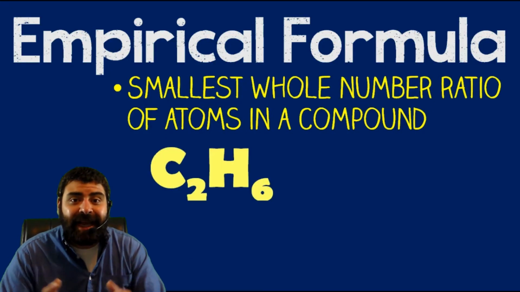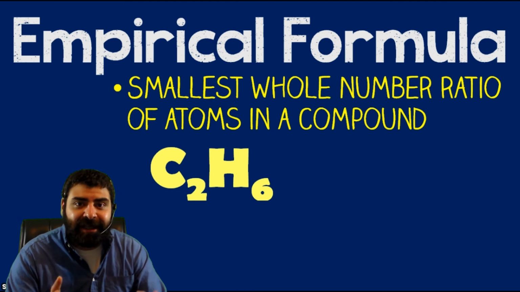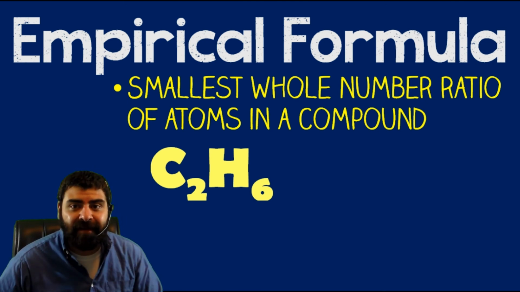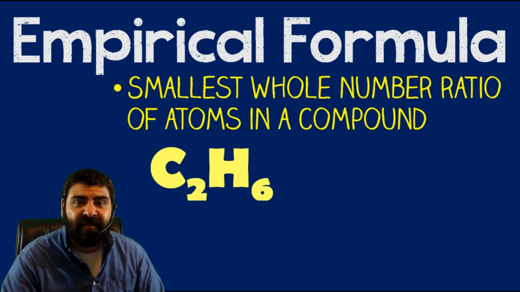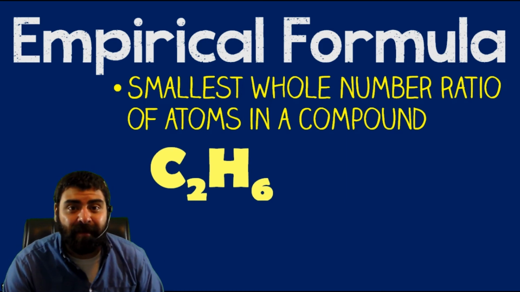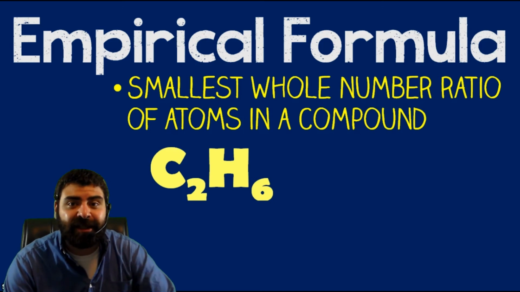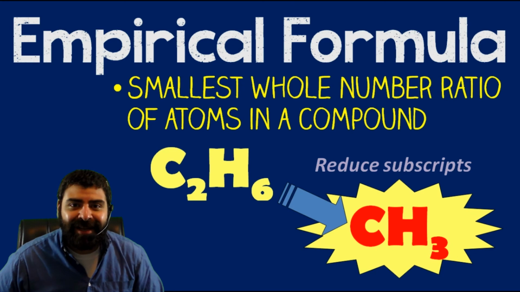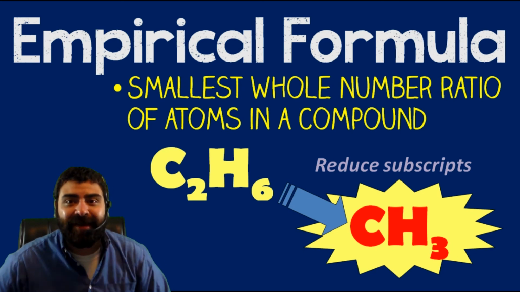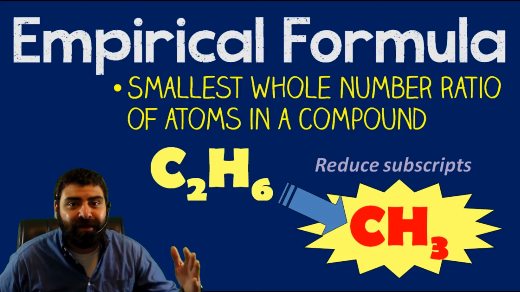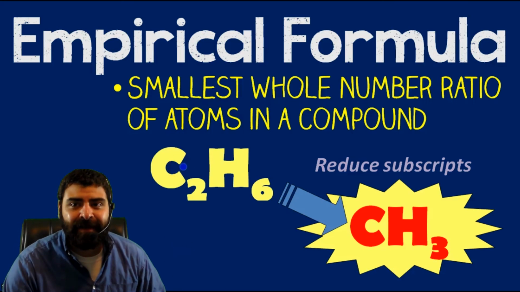For example, we take the compound C2H6. That's its true formula, what it's actually made of. It has 2 carbons for every 6 hydrogens. Well, to find the empirical formula, we reduce that 2:6 ratio, and you get CH3. Now that's the empirical formula, a 1:3 ratio, reduced from 2:6.